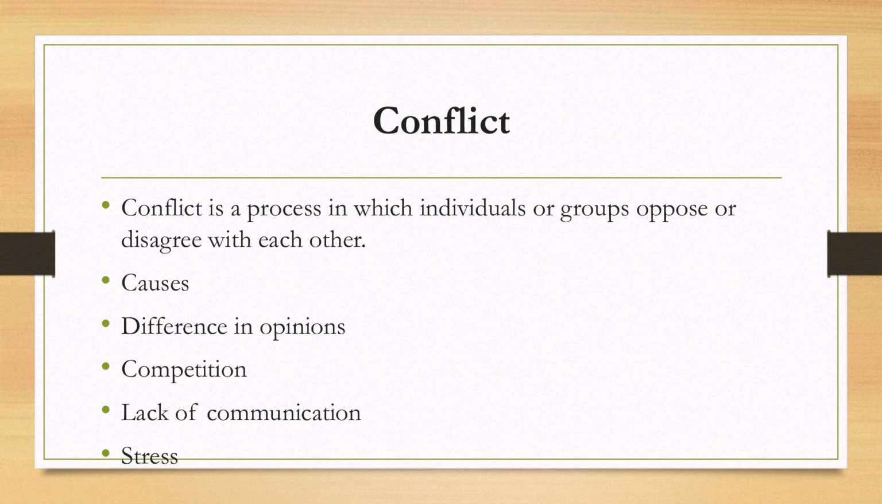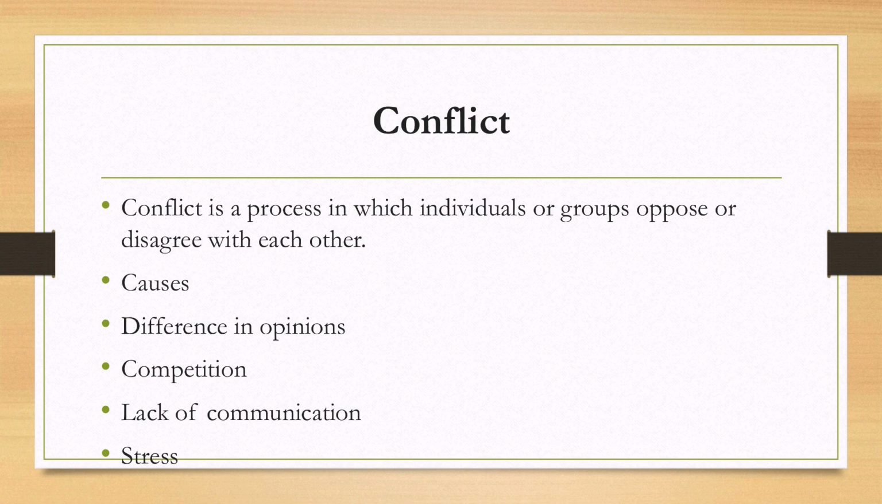Why is it caused? What are the causes of conflict? One is difference in opinion. Different people have different opinions, which is one cause of conflict. Next is competition among the team members, which may also lead to conflict or a fight. Next is lack of communication, meaning misunderstandings happen between the team members, and that leads to conflicts.